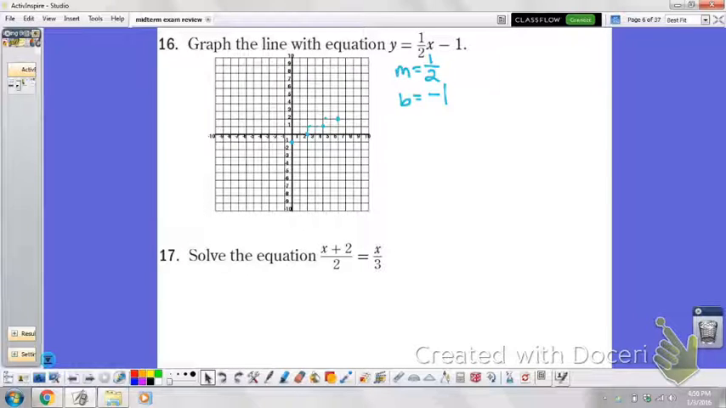Or I could have gone down 1 and 2 to the left. Down 1 and 2 to the left. And now to finish that up, I just need to draw a line to connect all my points. And since this line goes forever, I can put an arrow at the beginning and the end.